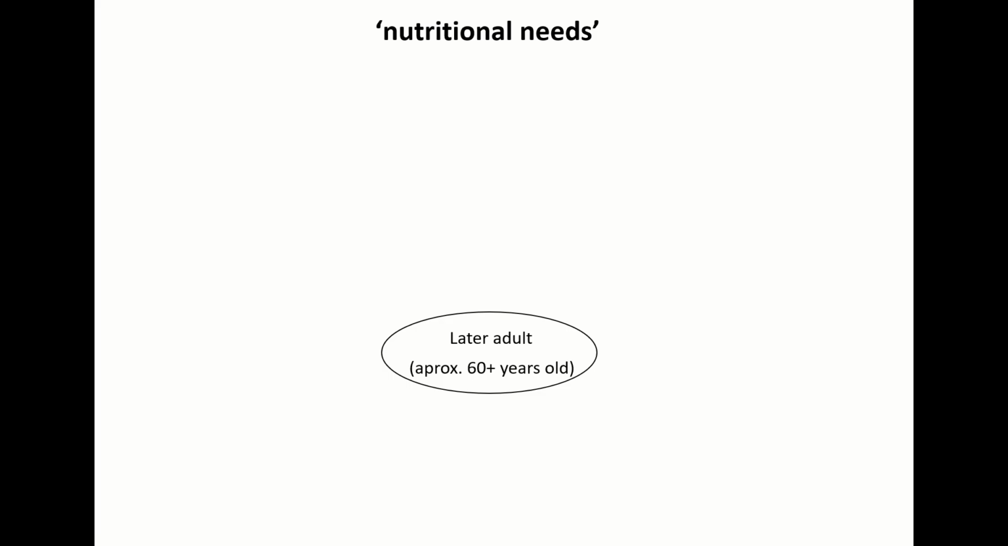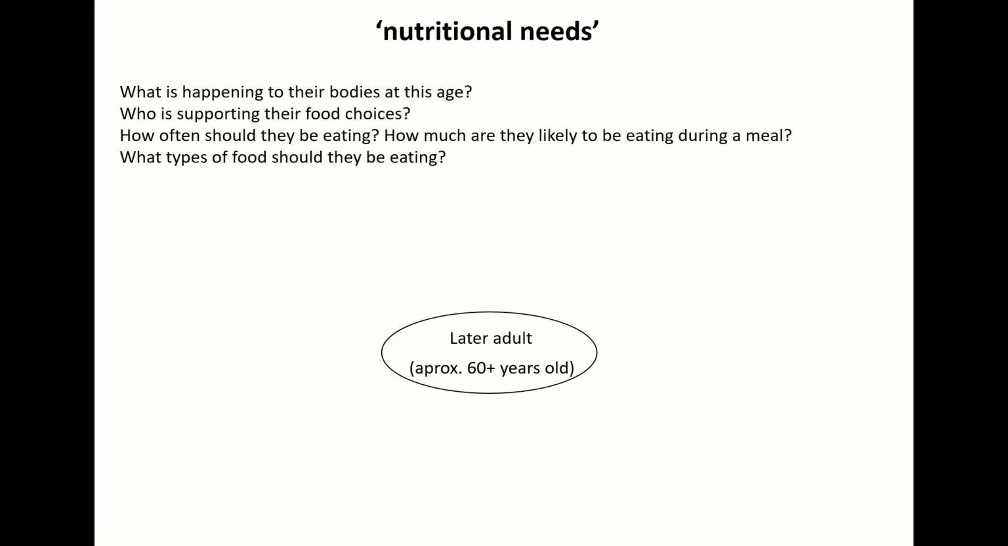Okay, so when we're looking at children, there's particular things happening to a child's body that require this nutrition. When you're a teenager, again, lots of changes. And when you're a later adult, we've got changes again. So think about, again, people in your life, if you can, and what their lifestyle is like. So grandparents, great-grandparents, anyone you know like that. And think about what is happening to their bodies.